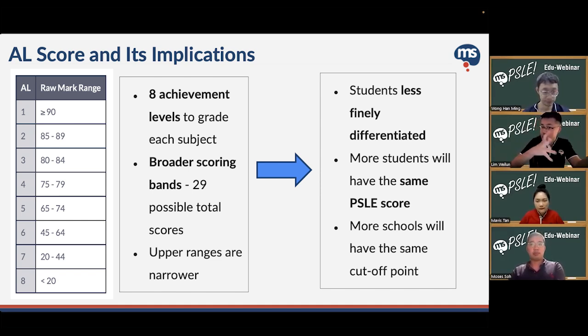For example, a student with 250 versus a student with 252. Whereas now you have two students, and the score is just AL 12, right? How do we look at the differentiation? So that's one implication that has come up when you look at this AL scoring system.